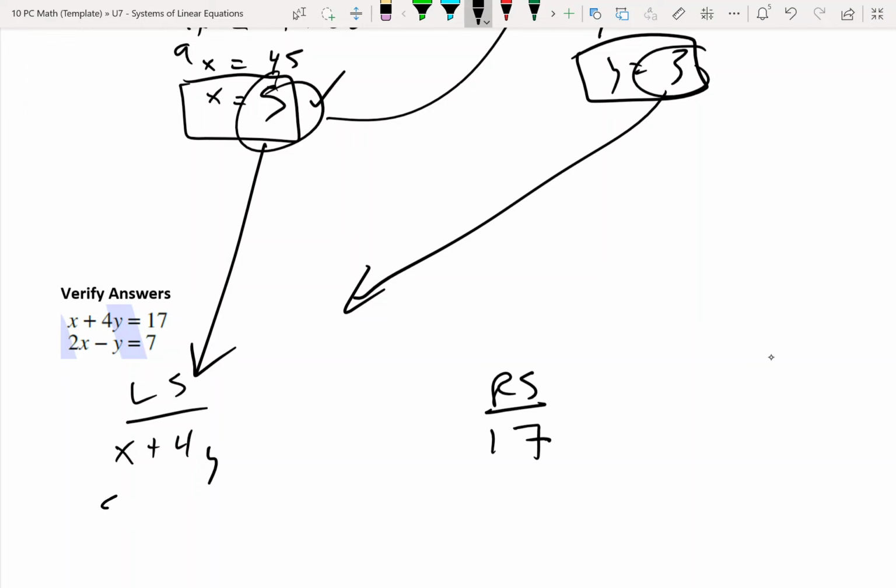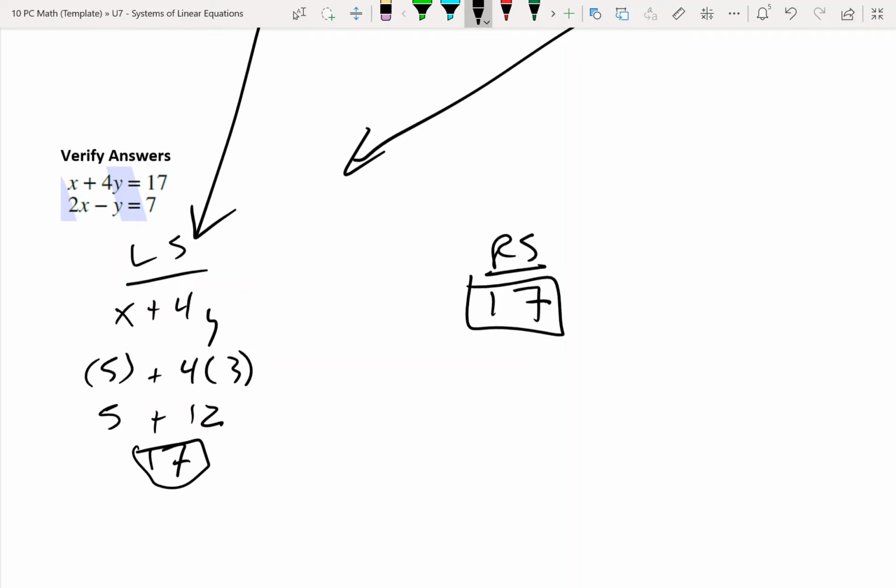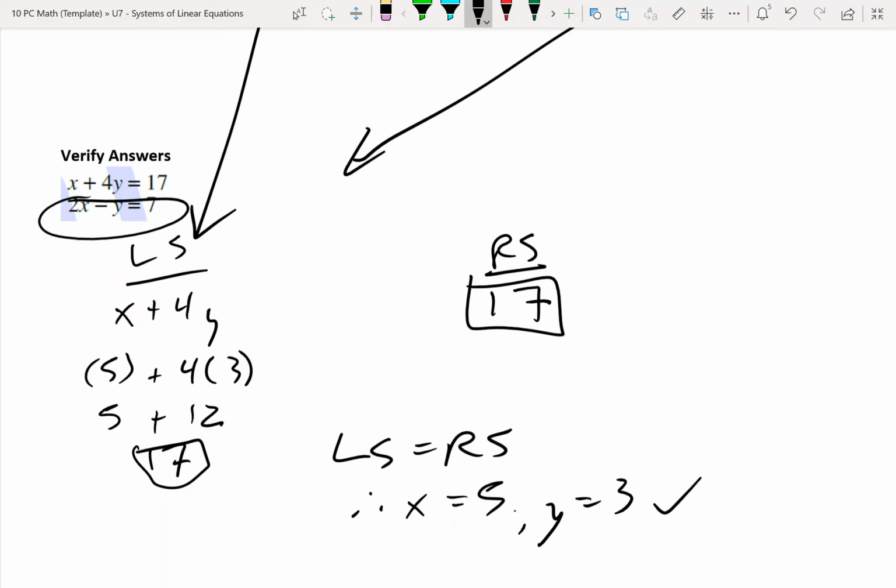So instead of x, I'm going to put 5 plus 4, and instead of y, I'm going to put 3. This is still 17. You don't have to do anything there. So 5 plus 4 times 3 is 12. That's 17. So as you notice, when I sub the answers in, it gave me the same answer. So I can say left side equals right side. Therefore, x equals 5, y equals 3. Okay, our answer's right. If we wanted to be super sure, we would do another left side, right side, and check on the second equation. But I'm lazy, I don't want to do that.